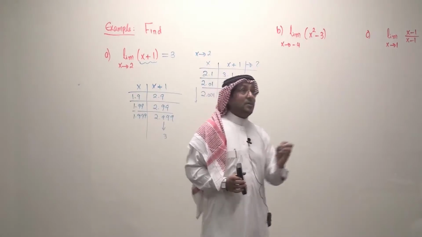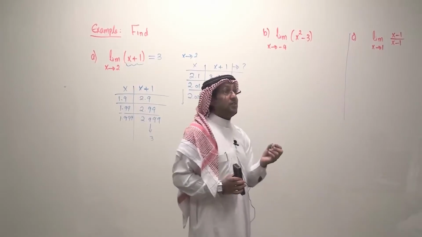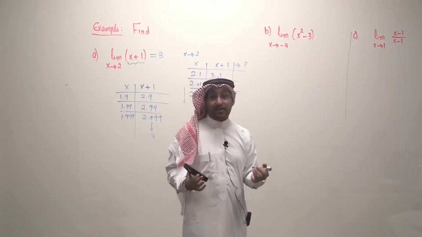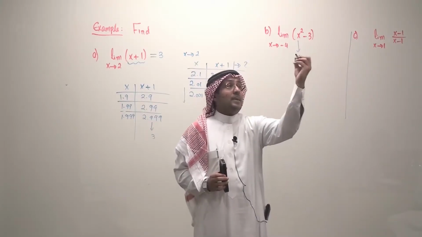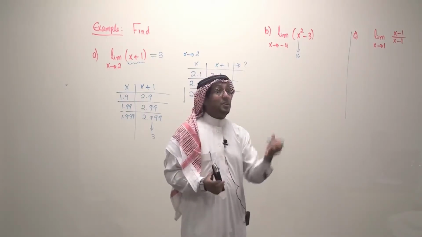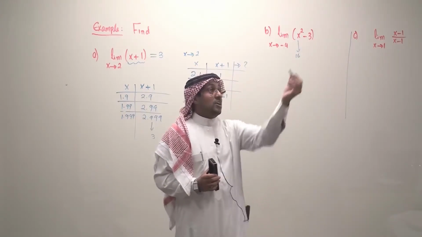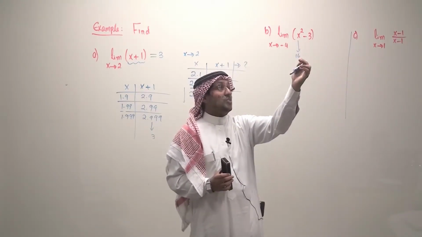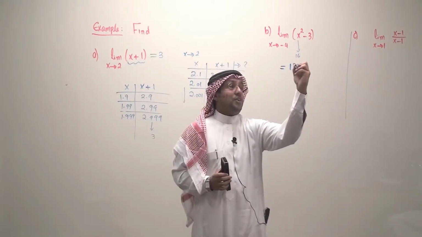Let's see another example. This example is the limit of the function x squared minus 3 as x approaches negative 4. Now with your calculator, when x approaches negative 4, you know x squared is going to approach 16, right? When you take values near negative 4 from either side, x squared is going to be very close to 16. So x squared is getting closer and closer to 16. So 16 minus 3 will be 13.